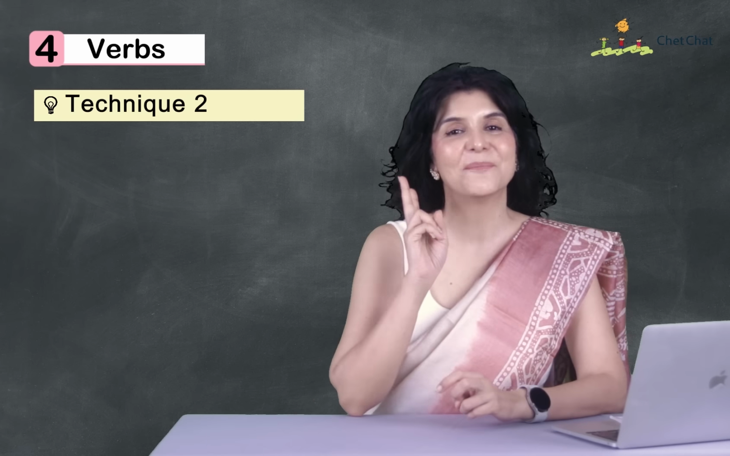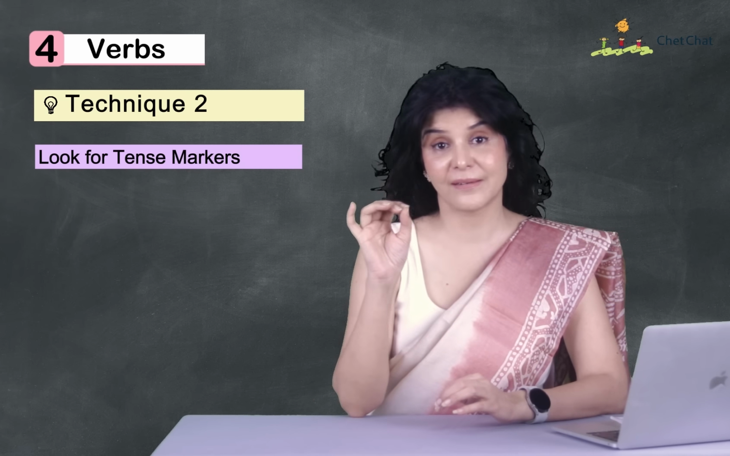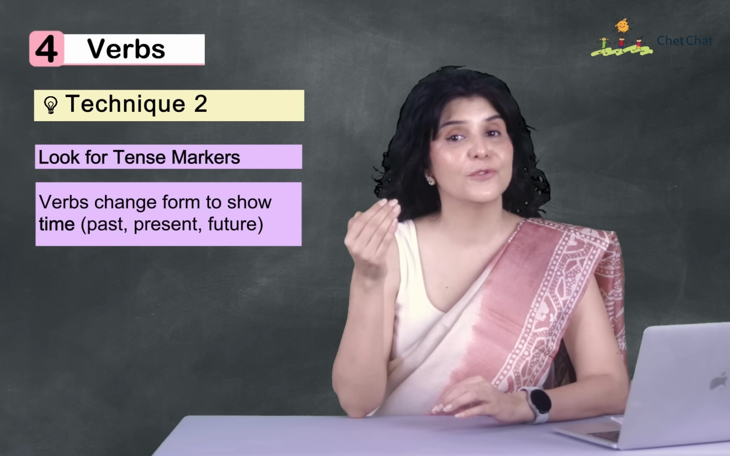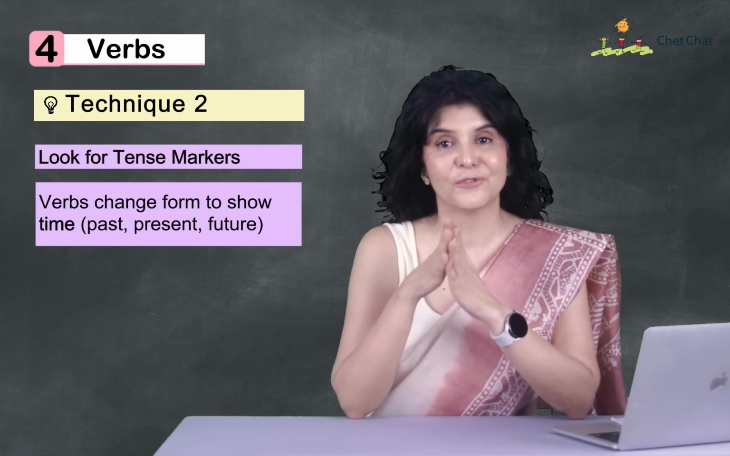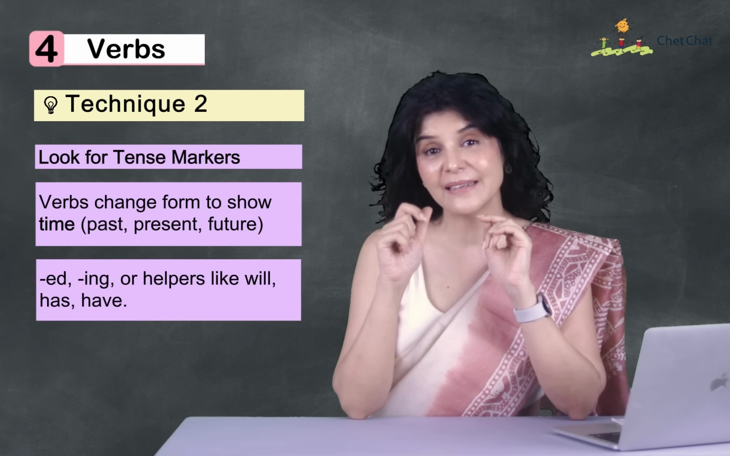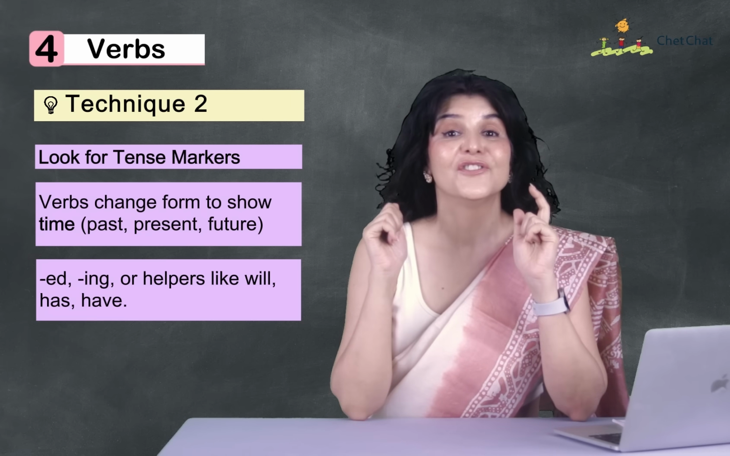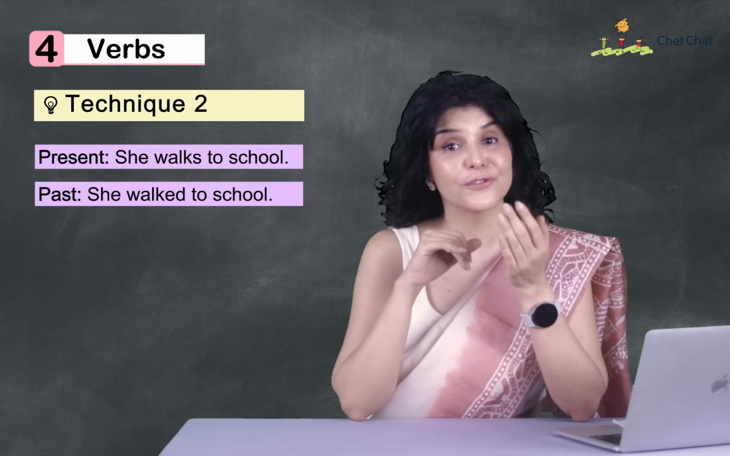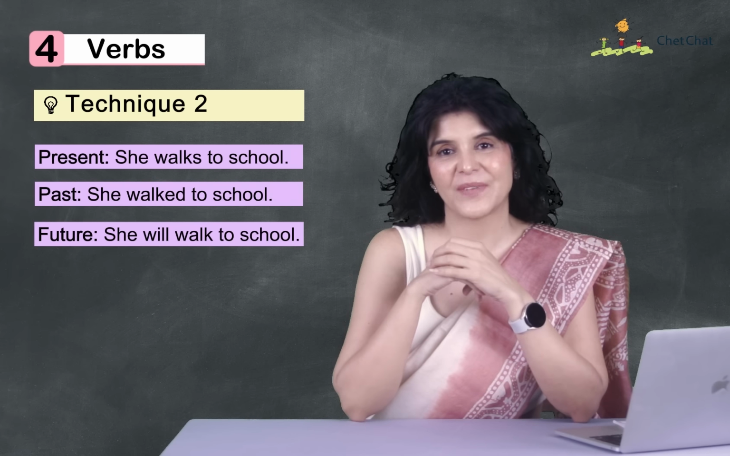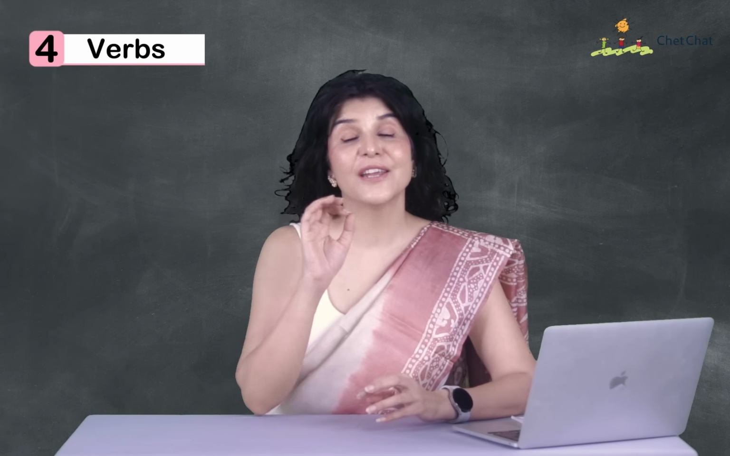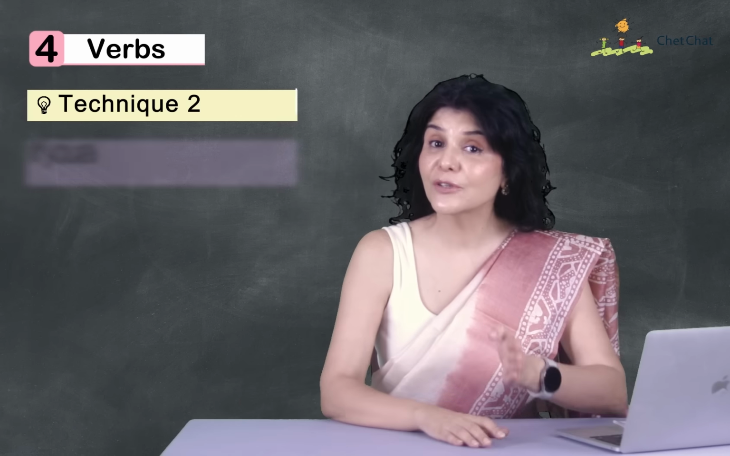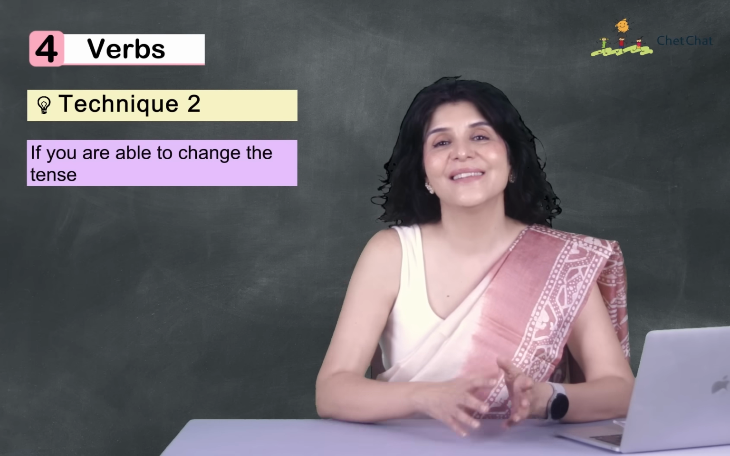Next, technique number 2: look for tense markers. Verbs change form to show time, like past, present and future. So look for endings like -ed, -ing or helpers like will, has, have. She walks to school. She walked to school. She will walk to school. But don't just go by suffixes like -ed or -ing. We know that there are many exceptions, and we saw one before where the -ing word was actually an adjective. Instead, try to change the tense of the word, and if you're able to change the tense, then that word is a verb.